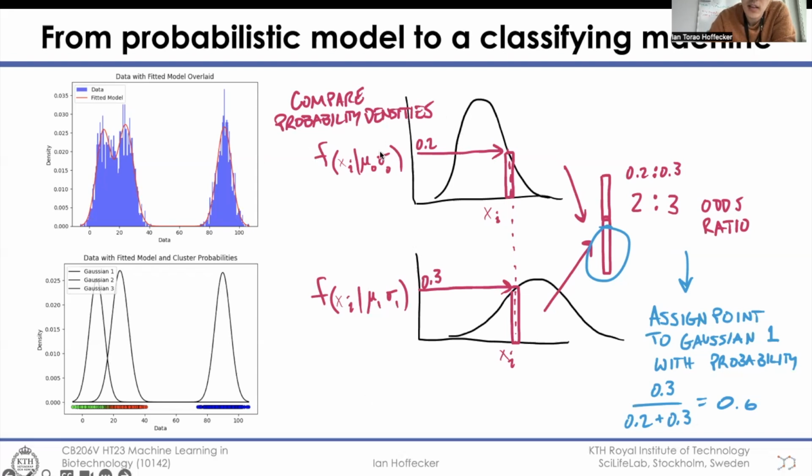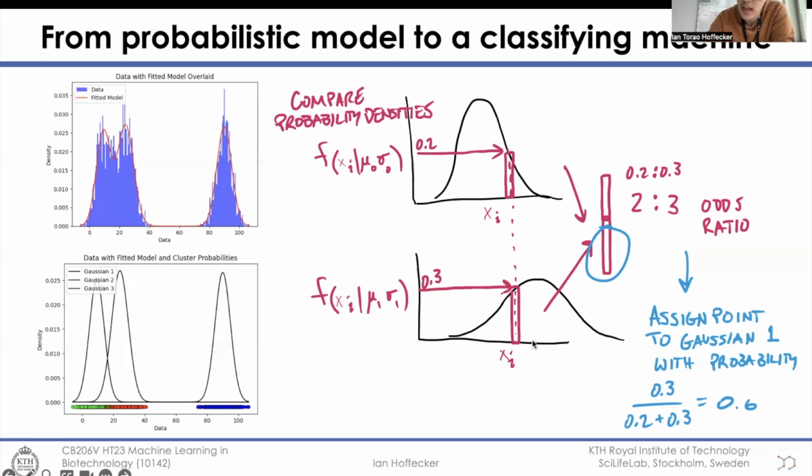The way you can do that is by computing what's called the odds ratio. So we're going to compare probability densities. Let's say we have a point, x sub i, and it has probability density values from two different distributions. In one of those, its value is 0.2, and in the other, its value is 0.3. So when we were doing our classifying calling exercise, we would have picked this one here. This is the more probable one.